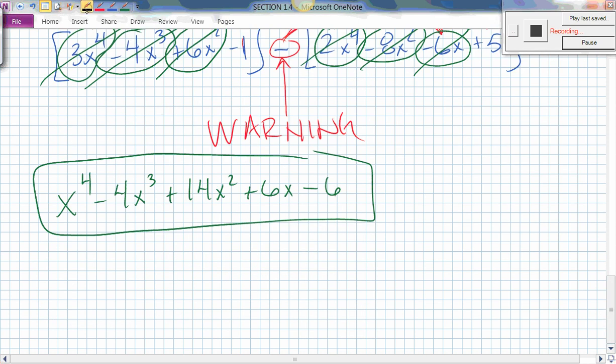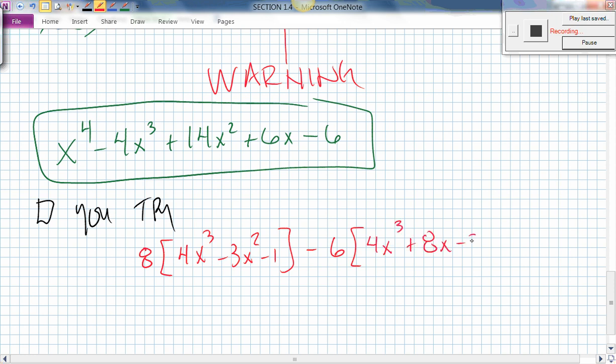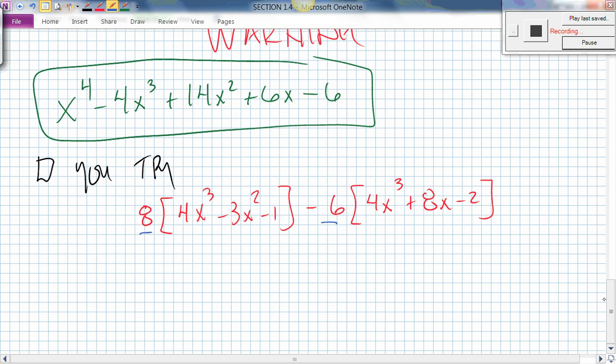The last box is for you to try. I'd like you to try this. Once you get it right, put your hand up and we'll see if you have the right answer. And I'm going to make it a little bit more challenging by putting a number out in front. So it's going to be 8 times 4x to the 3rd minus 3x squared minus 1, subtract 6 times 4x to the 3rd plus 8x minus 2. Now, what do those numbers out in front mean? Yes, that's right. You have to distribute the 8 into the first polynomial and the -6 into the second polynomial, and then you can add the 2.